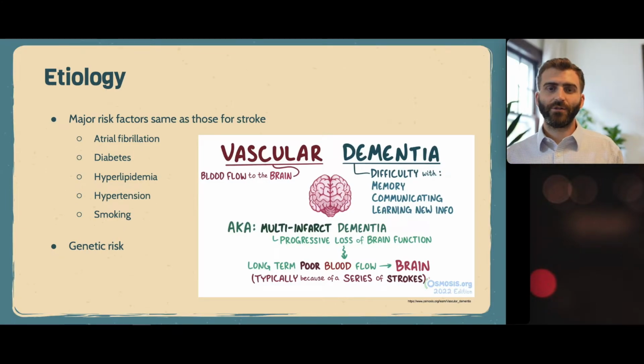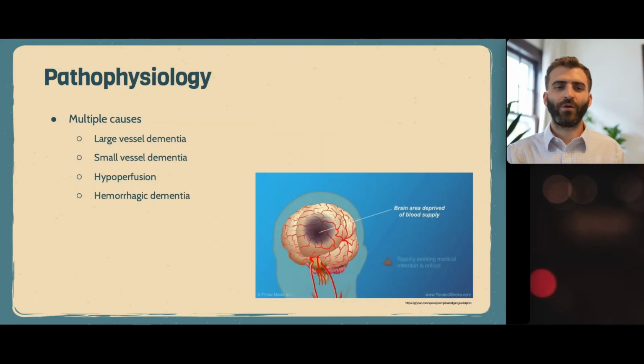Major risk factors are the same as the risk factors for stroke. So someone has AFib, diabetes, hyperlipidemia, hypertension, and so on. You want to prevent these things or treat them early so that the person doesn't develop a stroke. If they don't develop a stroke, then their chances of getting vascular dementia go down extremely greatly. There's also a genetic risk, of course.